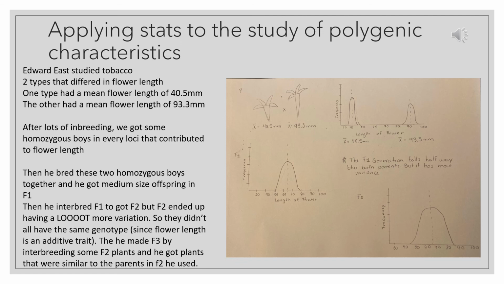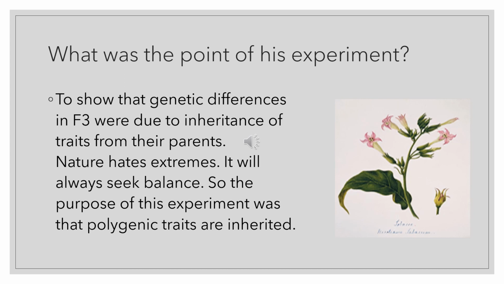Then he bred the 2 homozygous plants together, and he got medium-sized offspring in F1. Then he interbred F1 and got F2, but F2 ended up having a lot more variations than F1. So they didn't all have the same genotype, since flower length is an additive trait. So that's a lot of hoopla for just a couple of tobacco flower lengths, but what was the point of the experiment?